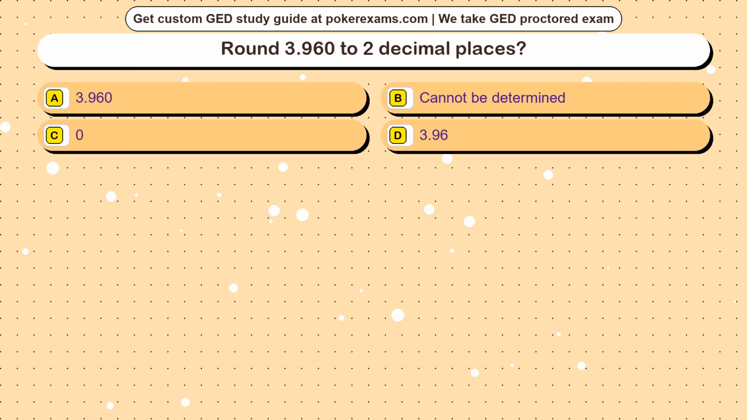Question 16. Round 3.960 to 2 decimal places. Option A, 3.960. Option B, cannot be determined. Option C, 0. Option D, 3.96.